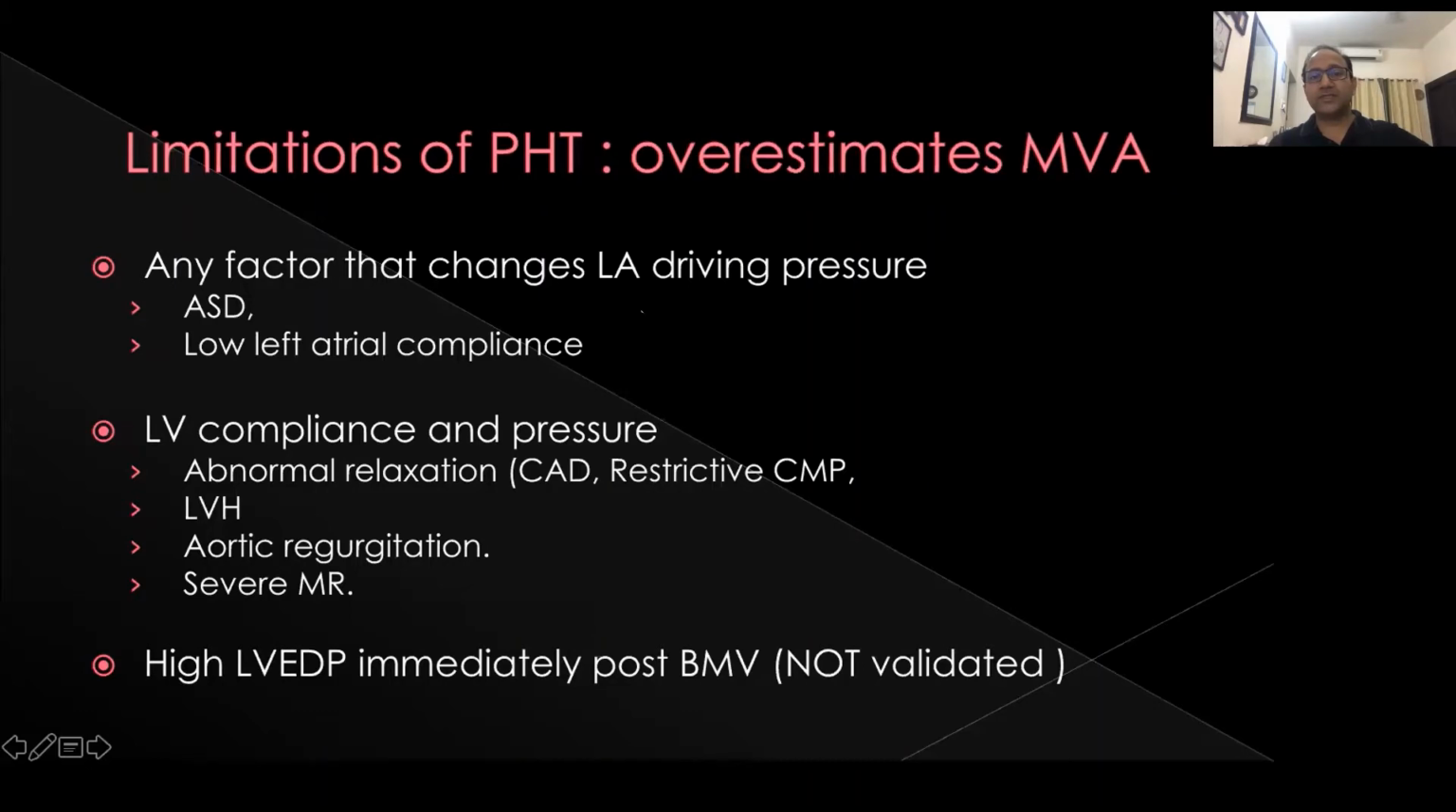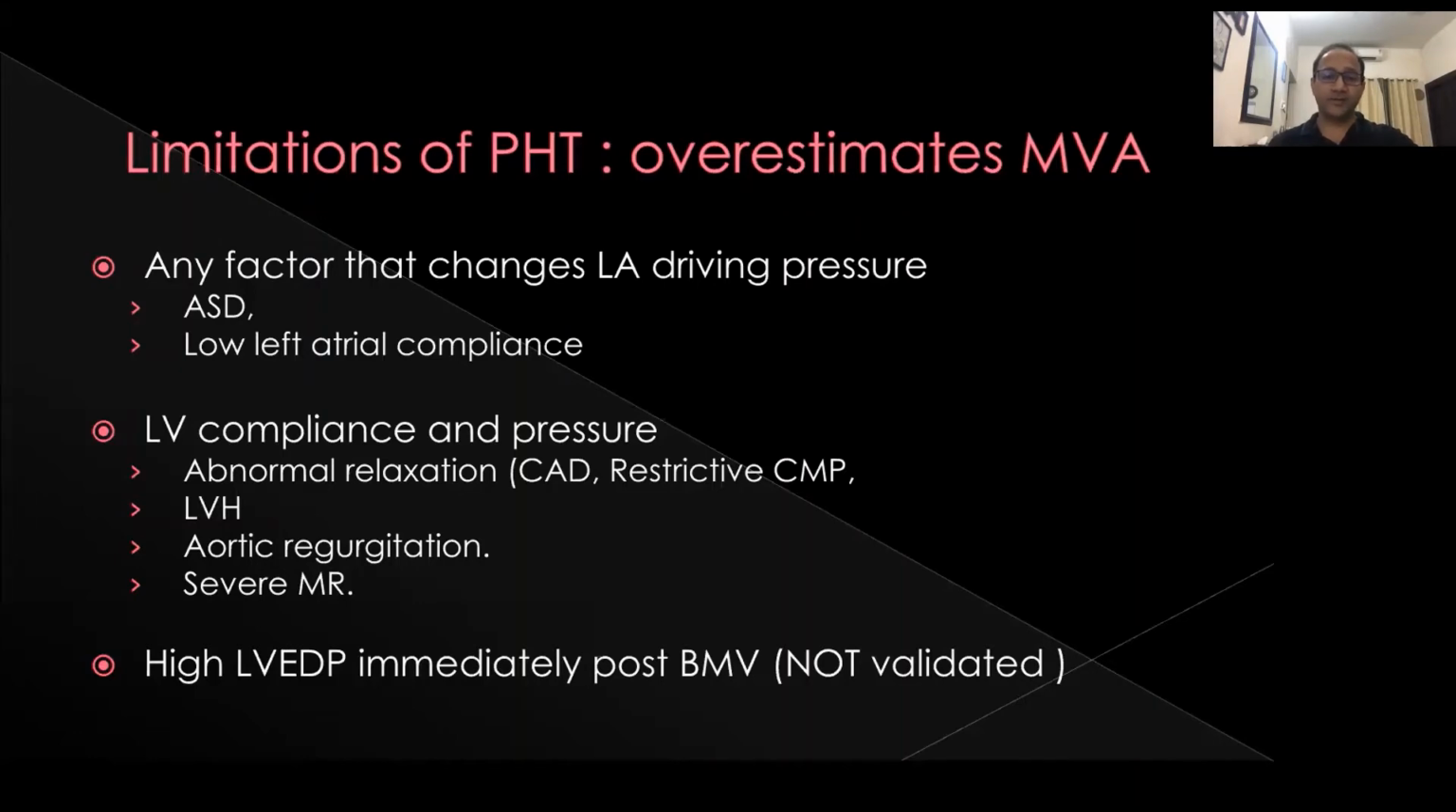The problem is there are limitations of pressure half time, because there are factors which change the left atrial driving pressure. So if you have an ASD where the shunting is from left to right, or there is low left atrial compliance, the gradients will fall. There will be much quicker equalization of the gradients between the LA and LV, and hence the MVA will be overestimated. If there is abnormal LV compliance, such as abnormal relaxation, left ventricular hypertrophy, AR or severe MR, this will also distort the pressure half time.